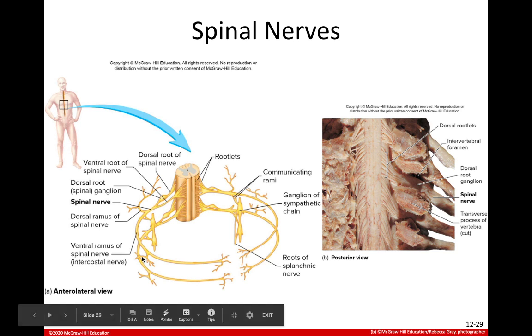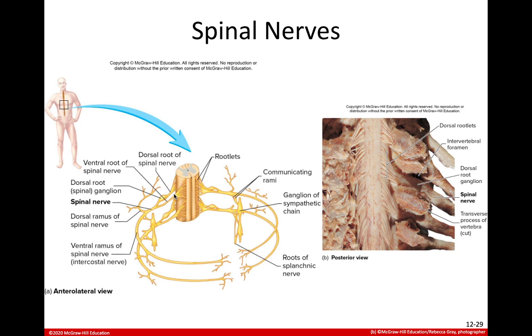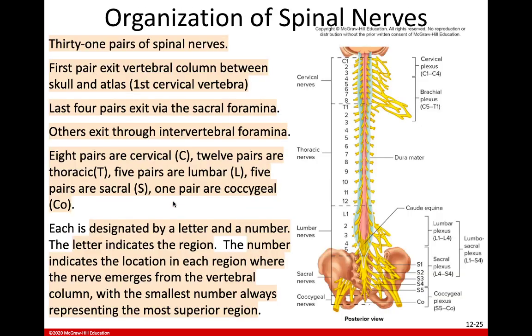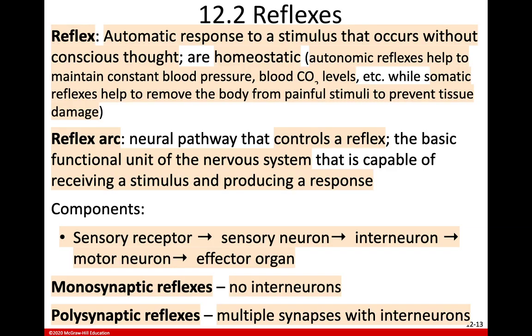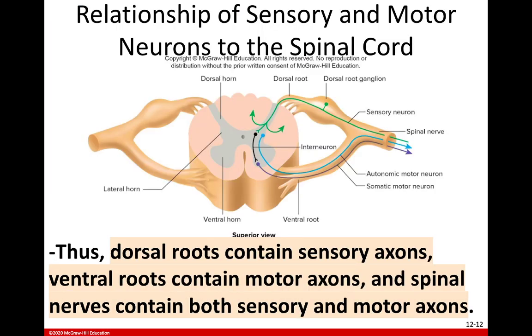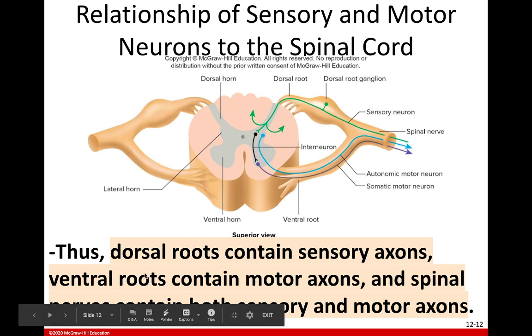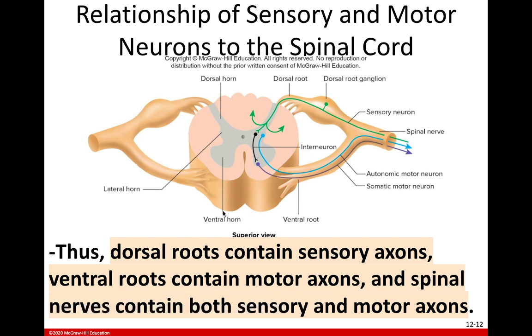So again, these spinal nerves are mixed nerves, meaning they have both sensory and motor fibers. Remember that the dorsal root is more about sensory, and the ventral root is about motor. And I think that's correct. Let me go back. I don't want to be telling you guys something wrong. So let's review over that and make sure. Right, there we go. The dorsal is sensory and the ventral is motor.